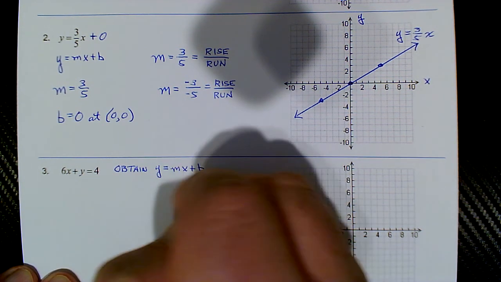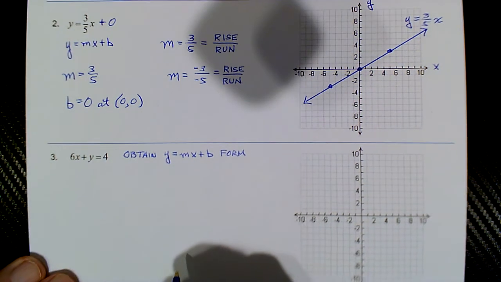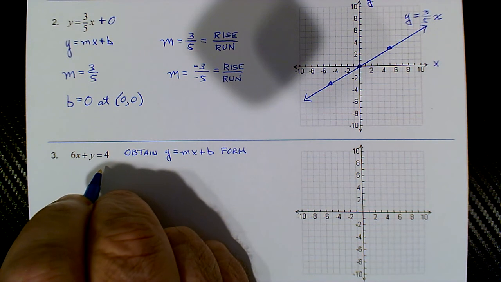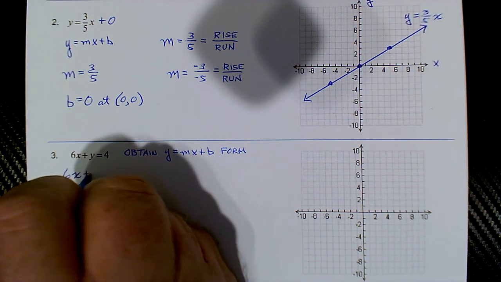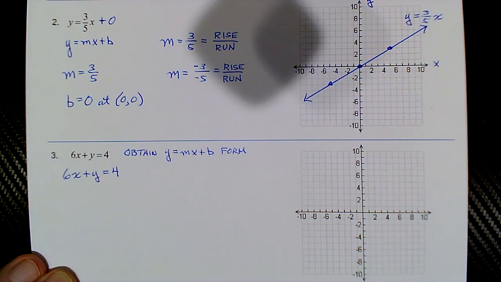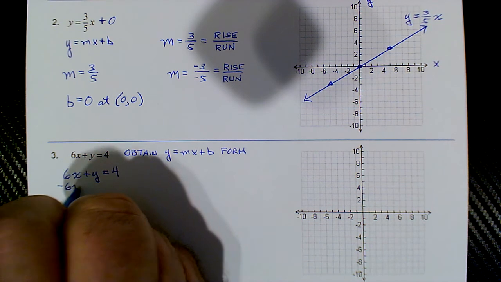And you could do so in one of two ways. You can think of it algebraically. Let me rewrite the equation 6x plus y is 4. If you want to show it algebraically, we've done this in the past. We're going to isolate the y by subtracting 6x from both sides.